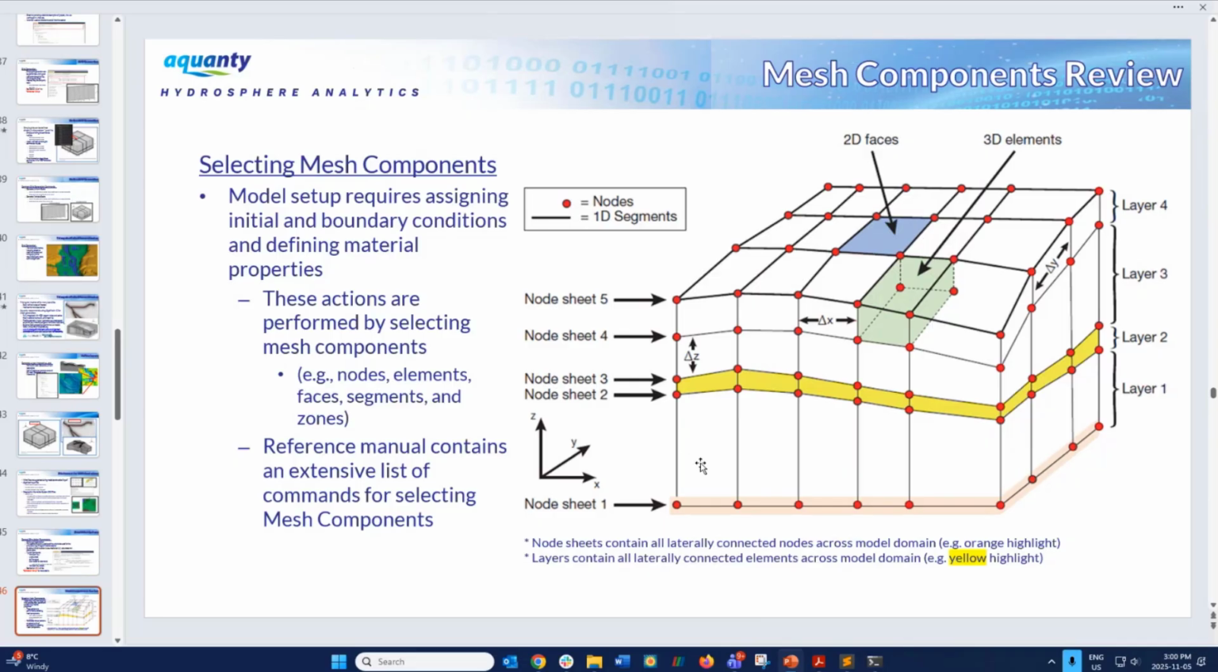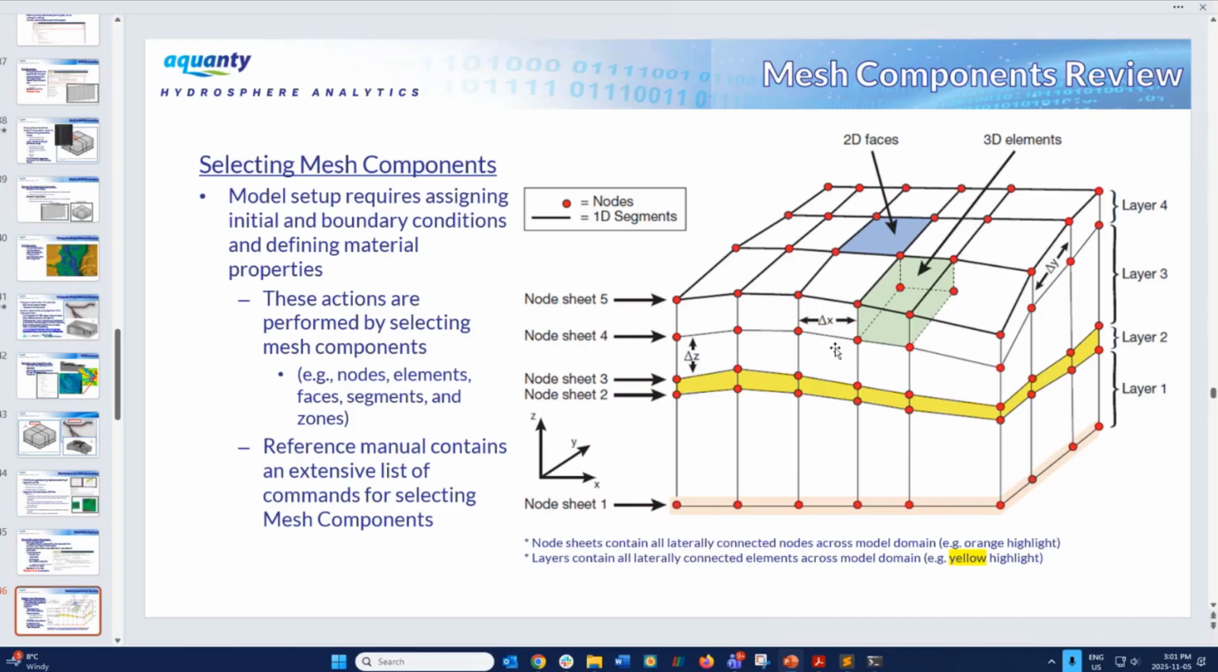It's also worth reviewing the key parts of a mesh, or the components of a mesh. So nodes, which are the red dots that you see here, these are the primary computational points of your model. They are singular points in space. Nodes in the model will be connected by one-dimensional lines, these segments. Oftentimes, nodes will be used to define boundary conditions. Segments can also be used to define boundary conditions.